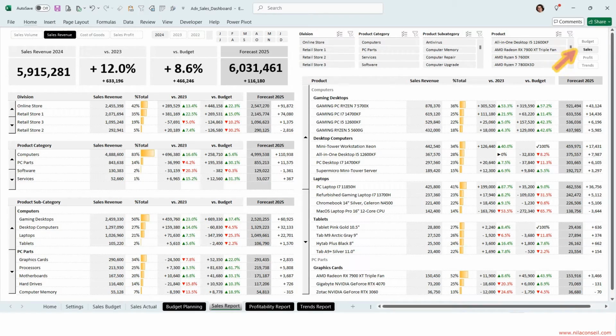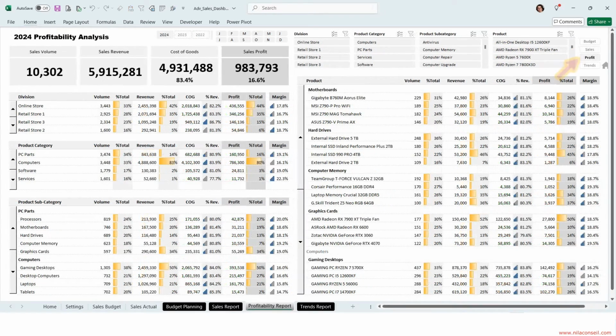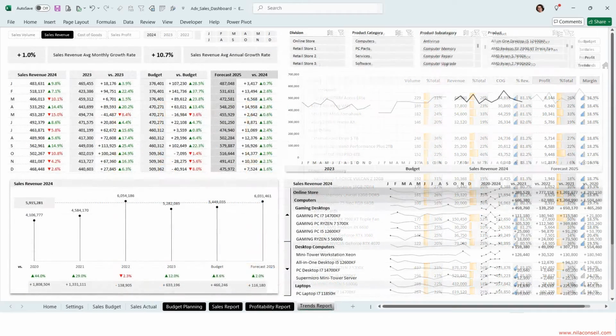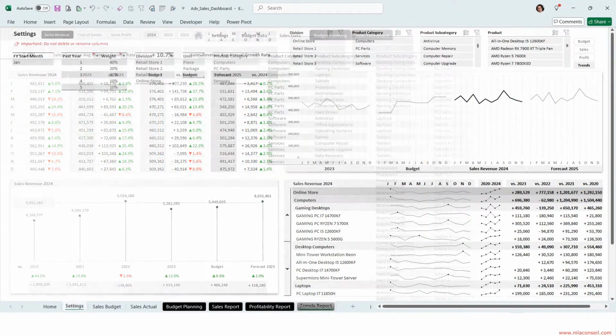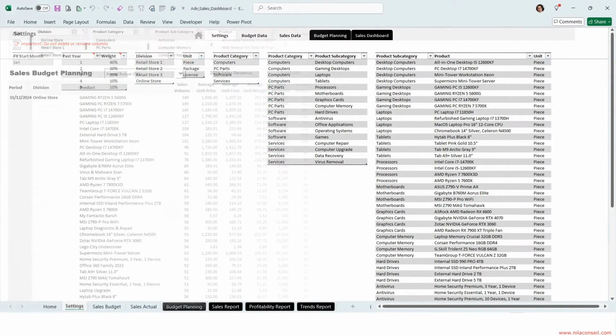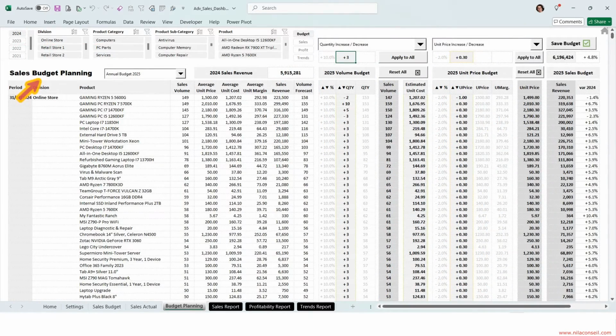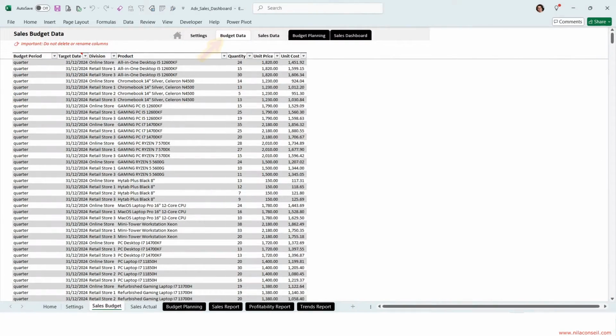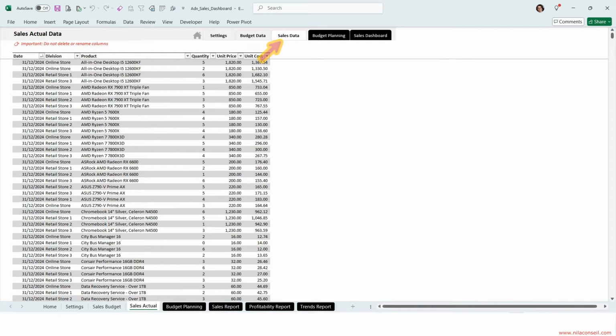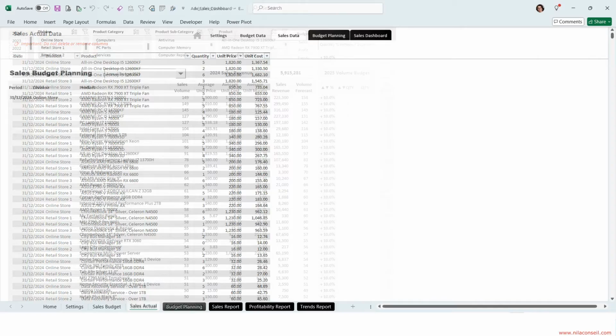This Excel sales dashboard template will provide you with the insights you need to improve your sales strategy and forecast trends effectively. Define your settings. Create sales budget using the budget planning tool, or enter budget data directly to budget table. Regularly enter or import actual sales data.